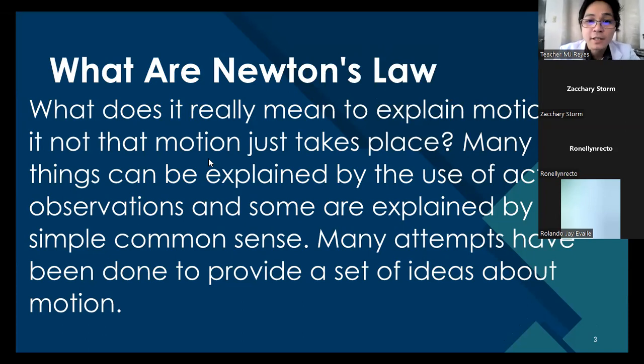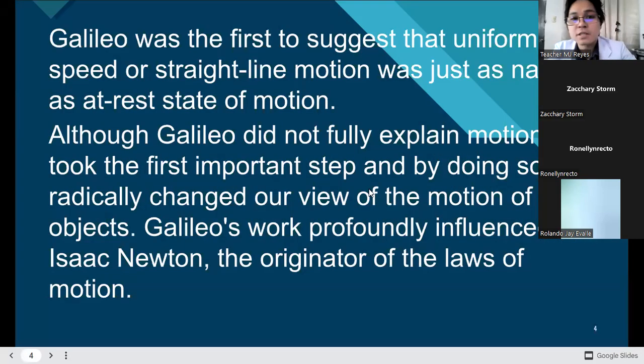Let's take a look at the forces that actually act on the moving body. Many things can be explained by actual observations, and some are explained by simple common sense. Many attempts have been made to provide a set of ideas about motion. Galileo Galilei was the first to suggest, based on his observation, that uniform speed in straight-line motion was just as natural as the state of rest. This is also the movement of the heavenly bodies. Without forces acting on it, it will continuously move.